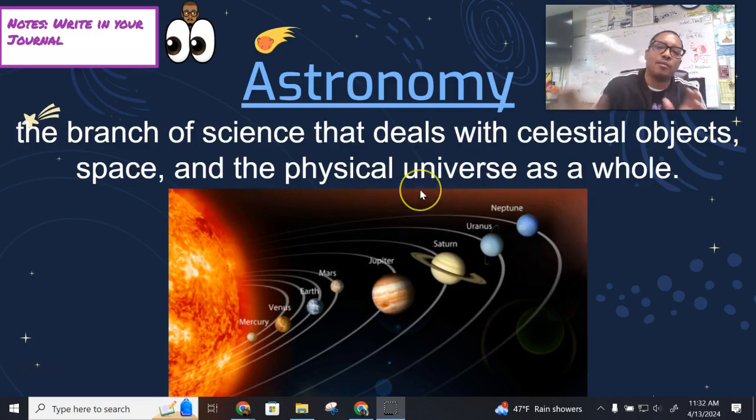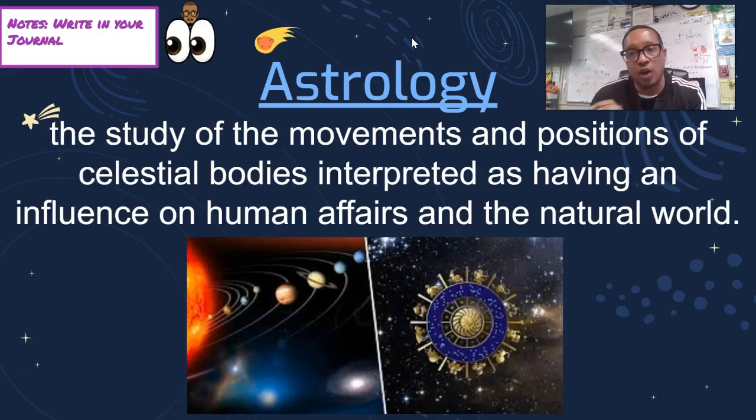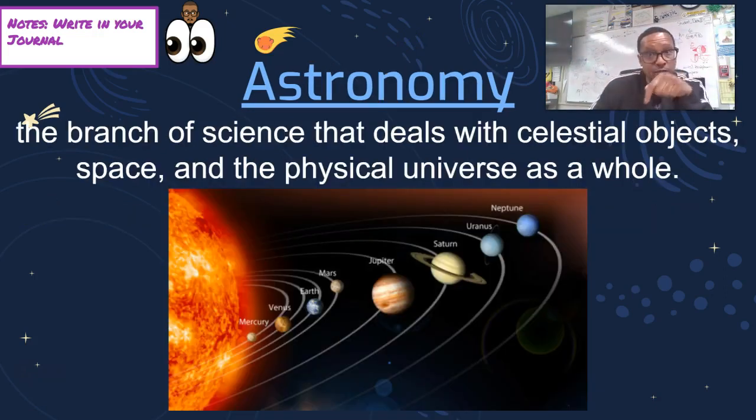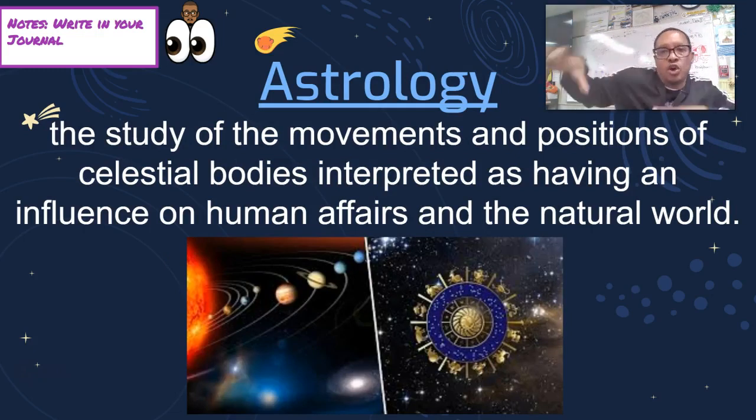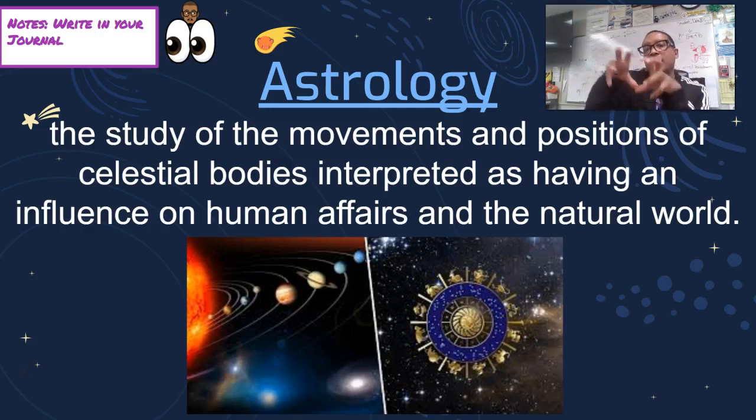All right, I want to make sure it's clear, because we've chopped this up, and I'm gonna keep chopping. There's this other thing that we think of, and it's called astrology, right? And that's different. It's the study of the movements and positions of celestial bodies. That part is very similar to astronomy. Here's where the difference is: in astrology, they interpret it as having an influence on human affairs in the natural world. So it's saying, yo, we think the movement and the positions of these celestial bodies, these planets, these stars, have an influence on how people act and how the world actually works. That's what astrology is.